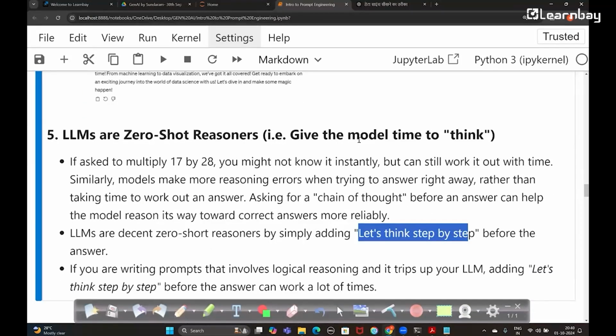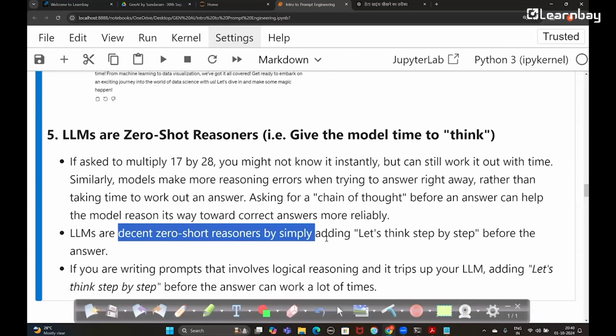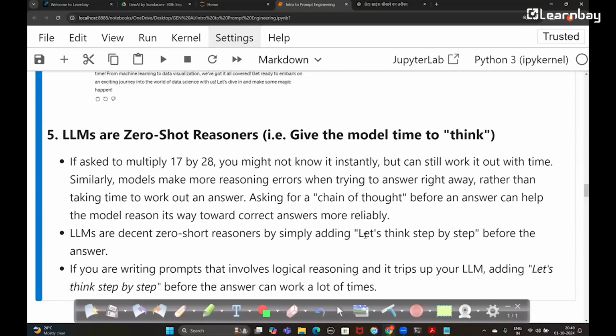The fifth part is called give a model time to think. What is the syntax you will write? Let's think step by step. Will you remember this part, guys? LLMs are decent zero-shot reasoners by simply adding "let's think step by step" before the answer. So whenever you write a prompt, you can say, please let's think step by step and then give the answer. You will get an amazing response, my dear friend.